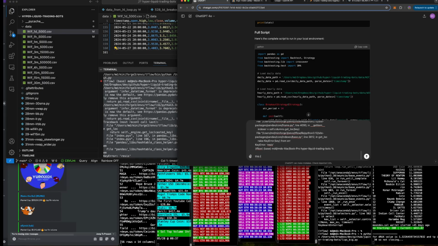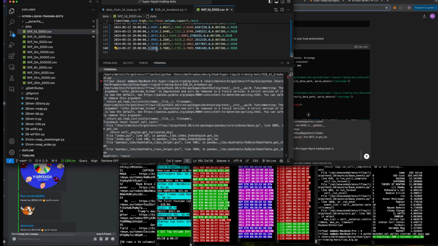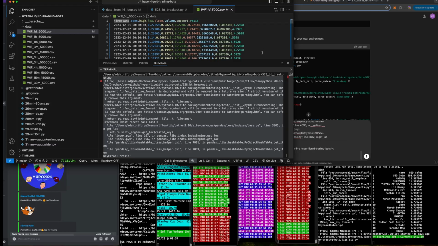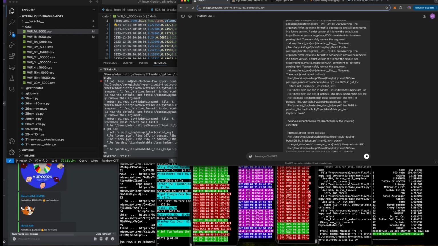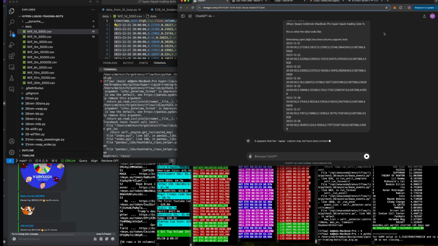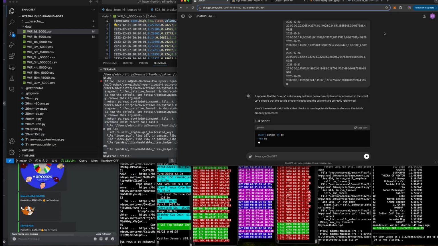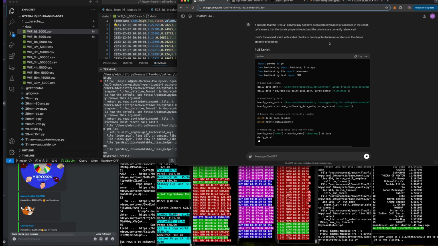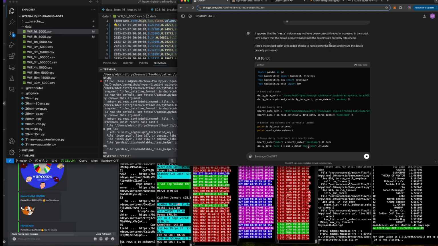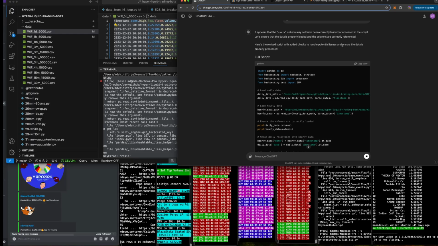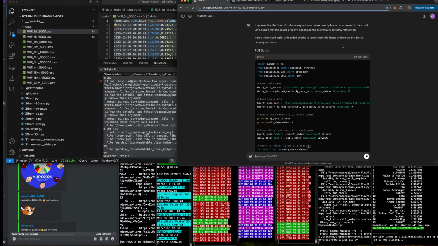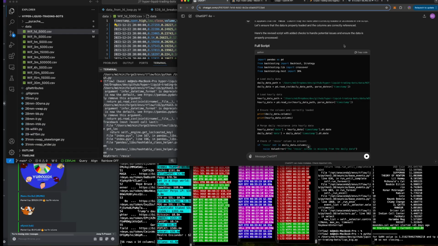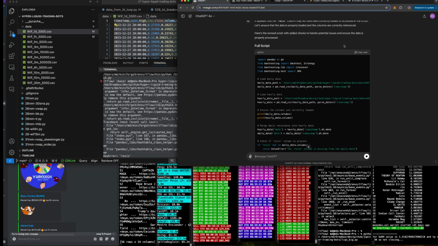This is what the data looks like. Okay. Why they put this goofy color stuff on my stuff? I didn't ask for that. I guess I did. Okay. Let's run it. It appears resist column may not have been properly correctly loaded or accessed in the script. Let's ensure that the data is properly loaded and columns are correctly referenced. Here's the revised script with added checks to handle potential issues and ensure the data is properly processed.